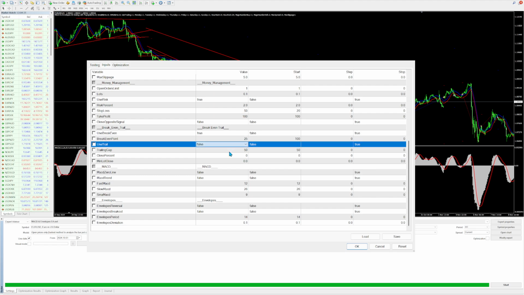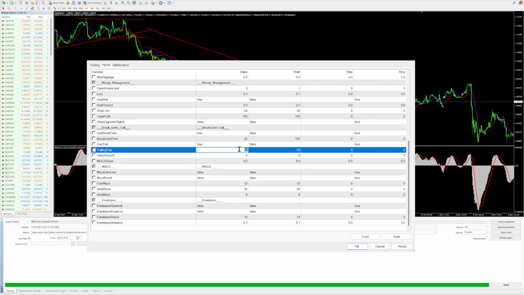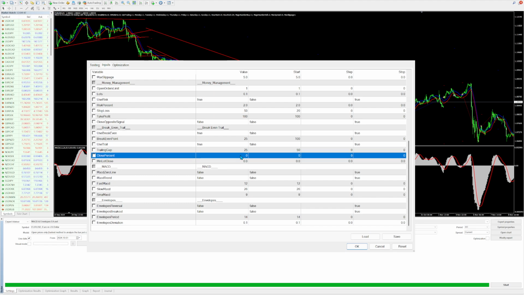Use trailing stop. You can also set that to true if you want. Let's just say you put the trailing gap at 25. It will move the stop loss every 25 pips in your favor. Close percent is the percentage of the trade to close once the trailing gap point is reached. For example, you might want to close 20% of the trade every time.